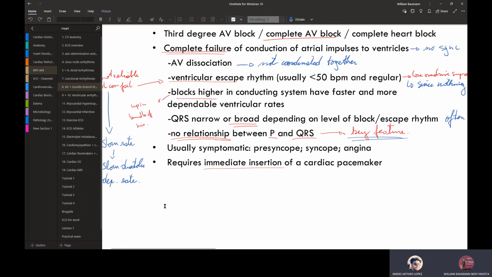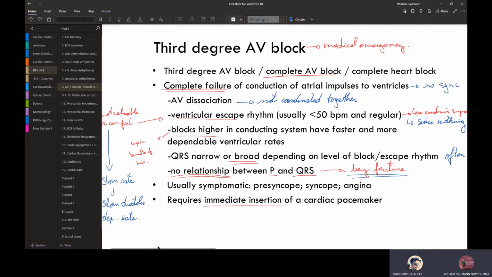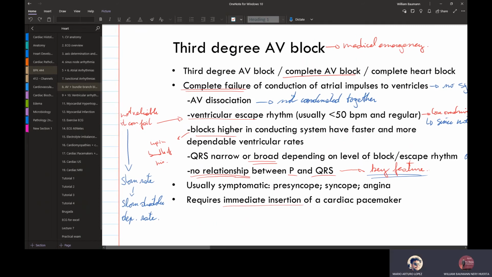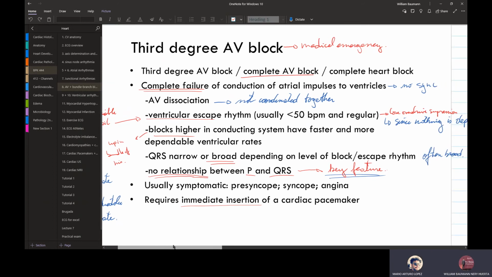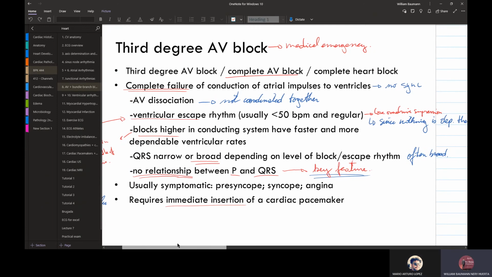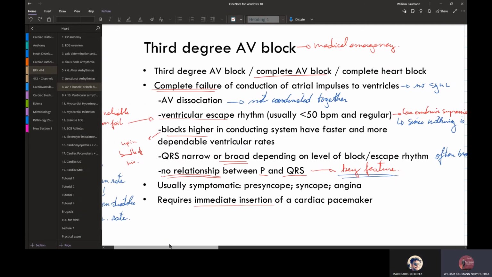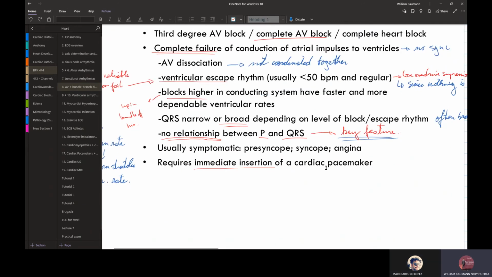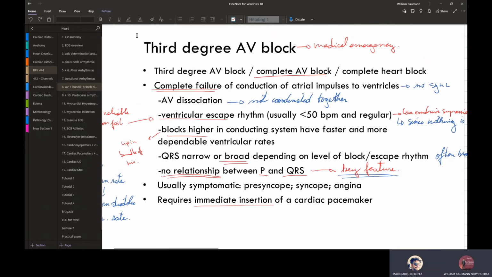Right. And like we saw before, the lengthening and loss means that it didn't go through. So the QRS complexes are broad, depending on the level of the escape rhythm. There's no relationship between the P and the QRS. That's the key feature. And it requires immediate insertion of a cardiac pacemaker. This was the problem that we went through with Dr. Navas.